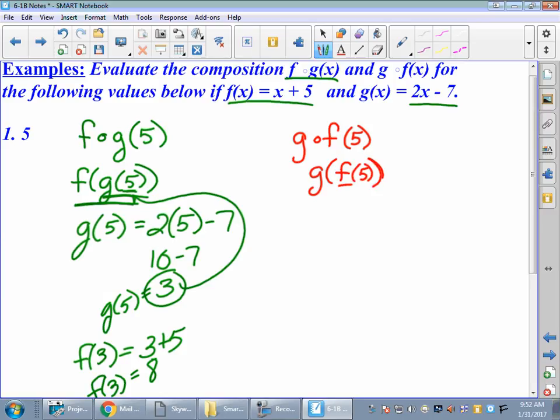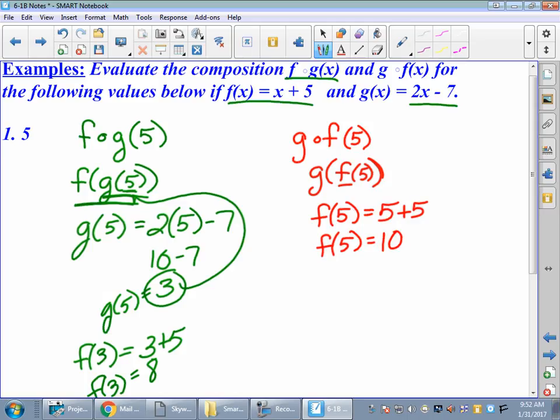And it says, let's find F of 5 first, then take that answer and plug it into the G of X function. So F of 5 is replacing the variable in the F of X function with 5. So that's 5 plus 5. F of 5 is equal to 10.